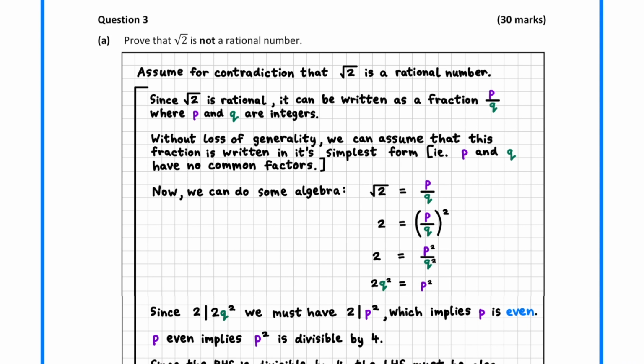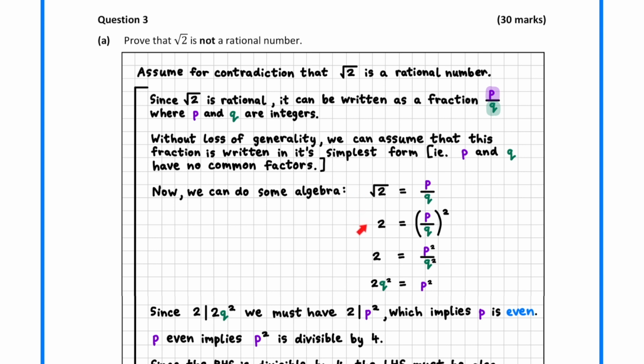In question 3a, we can use a proof by contradiction to show that root 2 is not rational. To begin, we assume that root 2 is rational and express it as a fraction of two integers, p and q. We can assume the fraction is written in its simplest form, which implies that p and q have no common factors.